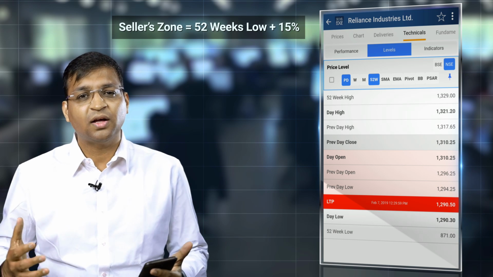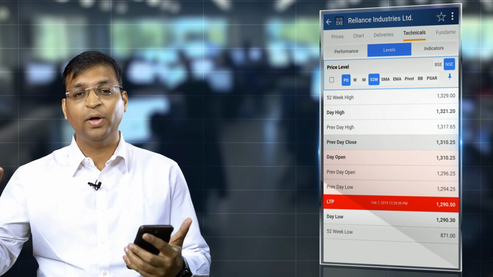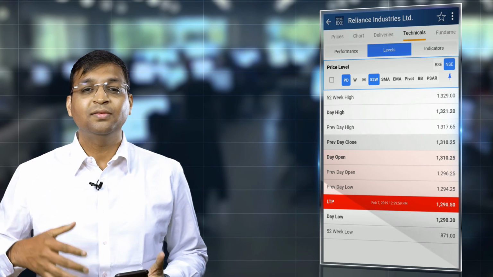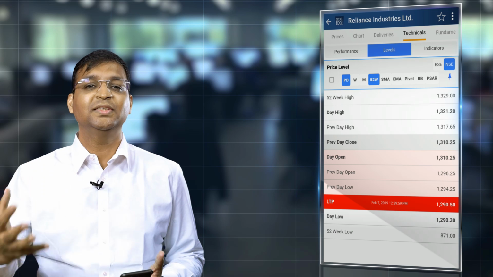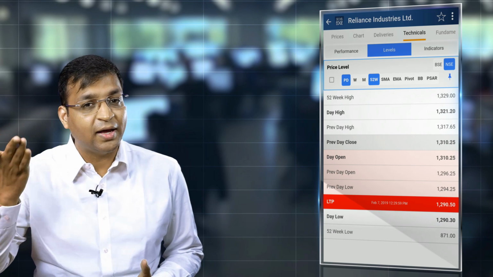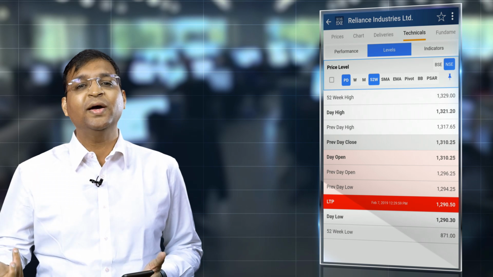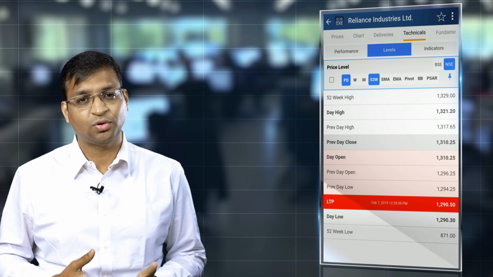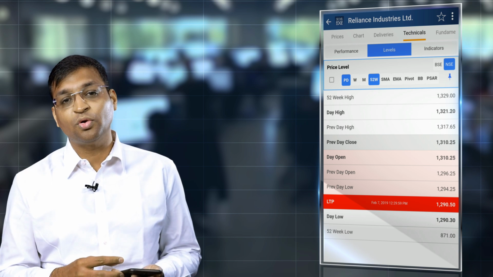So the point is, all the stocks which are in a buyer zone will typically always go up, and stocks which are in a seller zone will always see selling pressure. So one should always buy the 52-week high stocks and sell later, and vice versa in the case of a 52-week low stock. A classic case is Reliance right now, which is near its 52-week high zone.